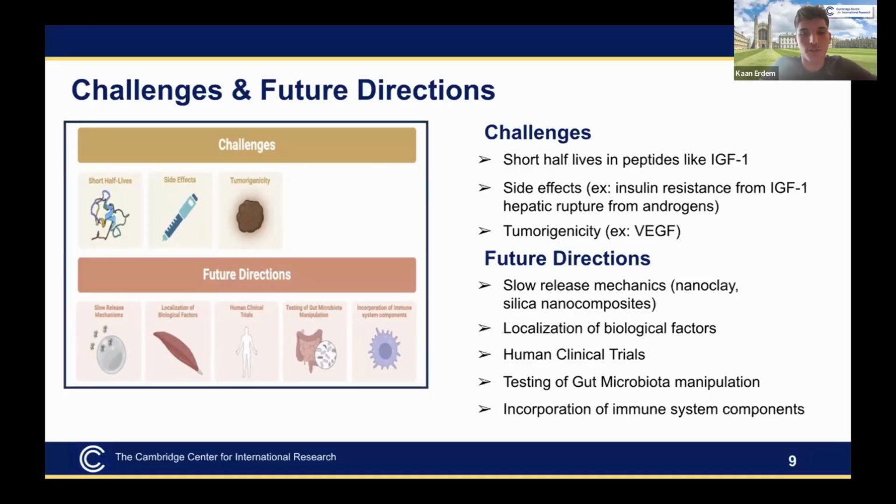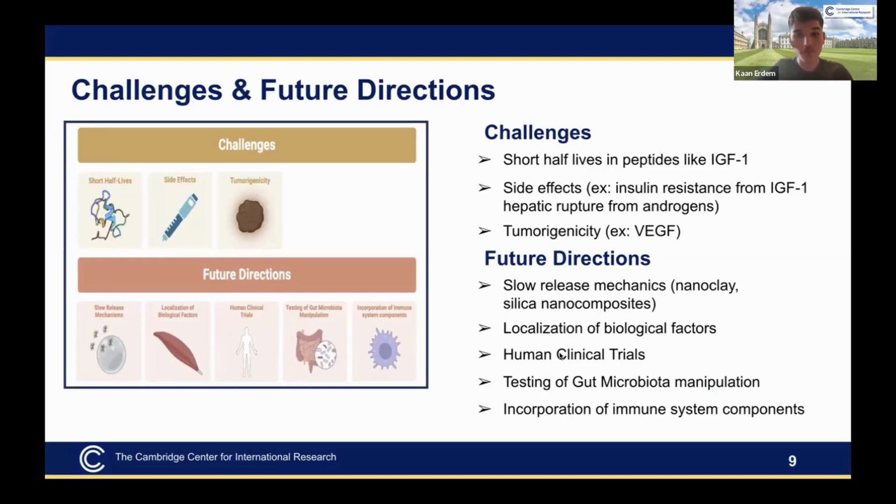I have identified the future directions as slow release mechanisms to solve the problem of short half-lives, and have talked about some existing studies that these slow release mechanisms have been used in, such as nanoclay discs or the incorporation of silicon nanocomposites. Also, the localization of biological factors is another important future direction, as it will most likely help with the side effects challenge of these biological factors.